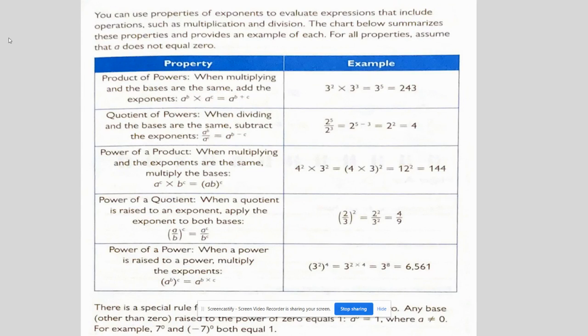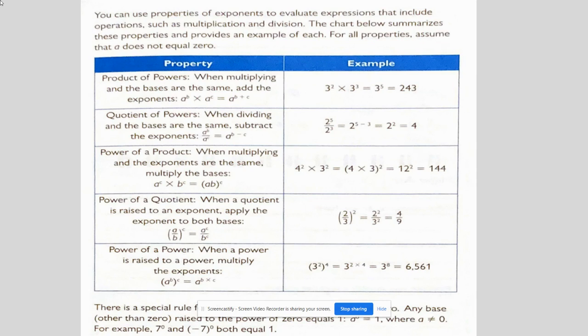You can use the properties of exponents to evaluate expressions that include operations, such as multiplication and division. The chart below summarizes these properties and provides an example of each. For all properties, assume that A does not equal 0.